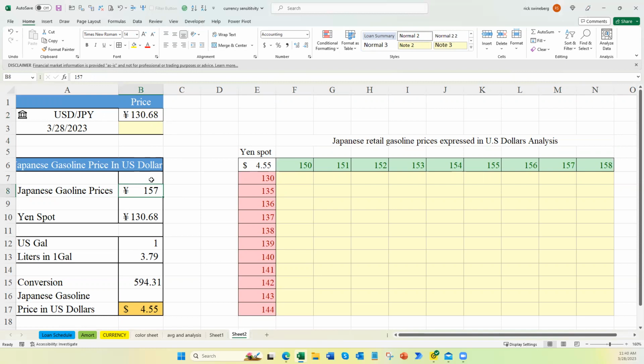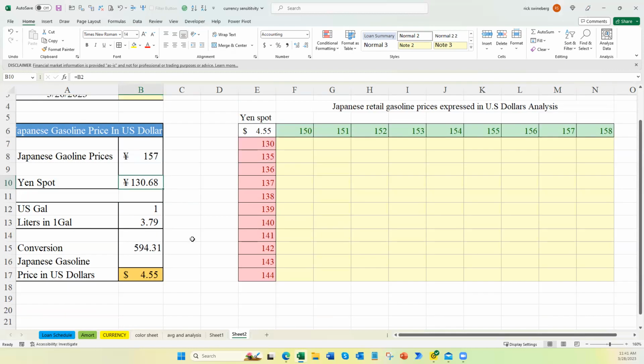And roughly, this is a number that you pump in from your point of view, because of course you can have different prices, low end to high end. That happens everywhere in the States. You got high price gasolines and lower gasoline prices. But let's say that I observed that this is the average price around 157 yen. The spot is 130.68.